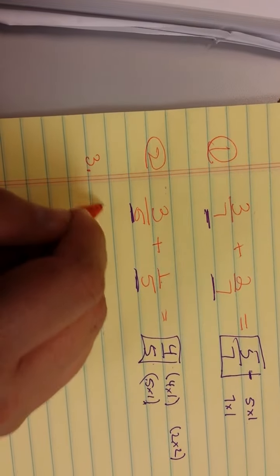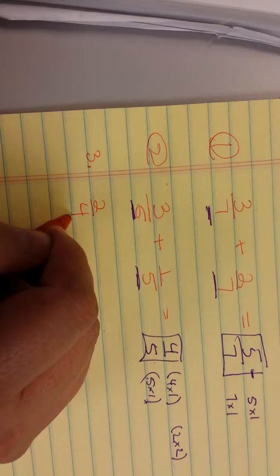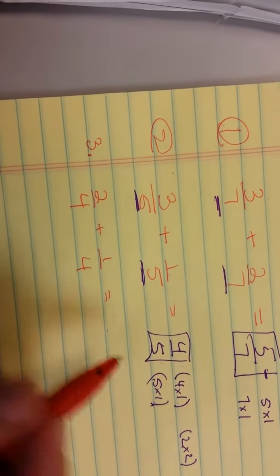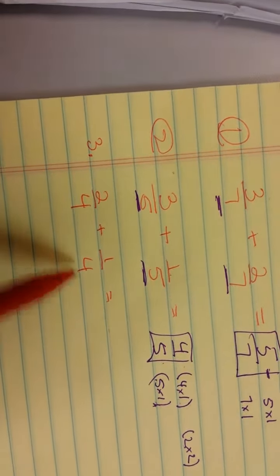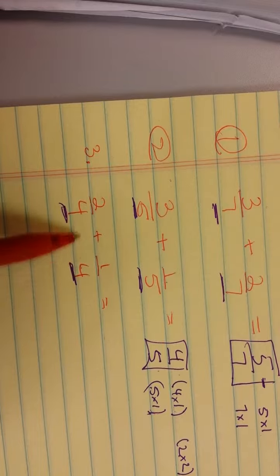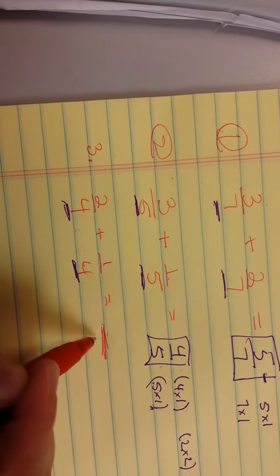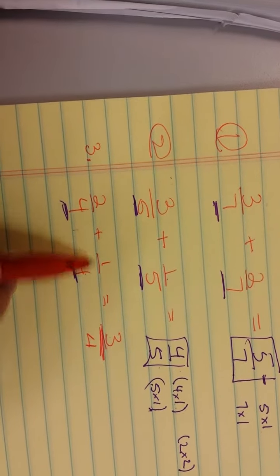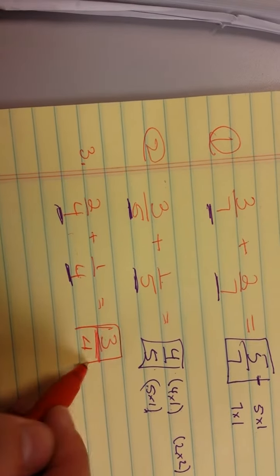Number 3 is 2/4 plus 1/4. So do they have the same denominator? Yes. So you just add straight across. The 4 always stays the same. Once you have your common denominator, you do not change it. 2 plus 1 is 3, so you get 3/4.